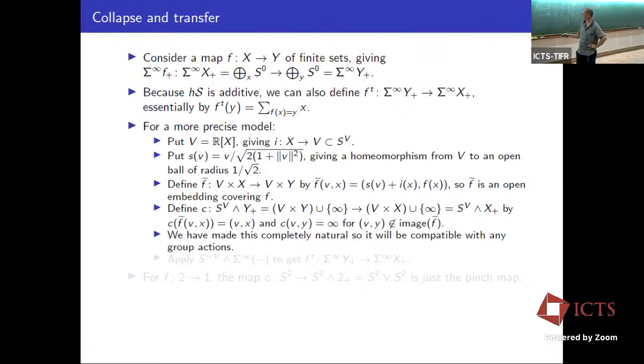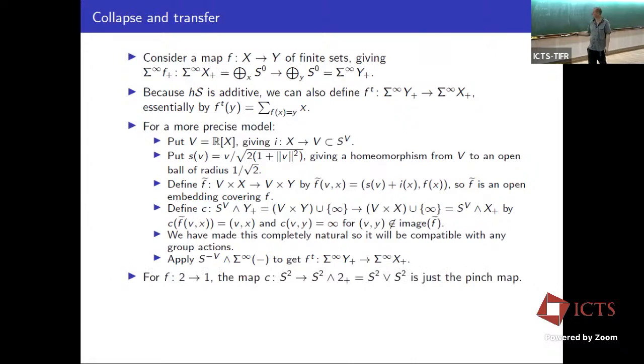But now we can apply Σ^∞ and smash with the negative sphere S^{-V}. We're working in the homotopy category, so S^{-V} smash S^V is the zero sphere. So we get a morphism in the homotopy category from Σ^∞ Y₊ back to Σ^∞ X₊. This is an example of what we call a transfer. In particular, you could do this where f is just the map from the 2-point set to the 1-point set, and then your c is just the usual pinch map from S¹ to S¹ wedge S¹.